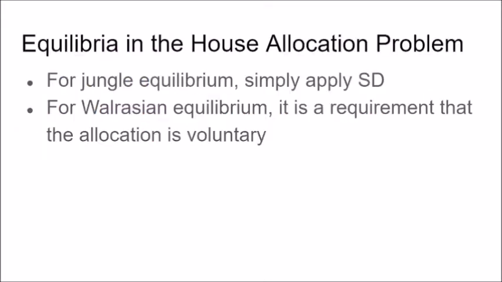So how do we find equilibrium in the house allocation problem? Well, if it's a jungle equilibrium, we would simply apply the serial dictatorship algorithm, and that would lead to the equilibrium as long as we have a strict power ranking of agents. For Walrasian equilibrium, serial dictatorship doesn't meet one of the requirements, and that is that the allocation is voluntary. There is a possibility with SD that the final allocation is not voluntary. So we want an algorithm that can describe voluntary transactions. The algorithm that can do this is called top trading cycles.